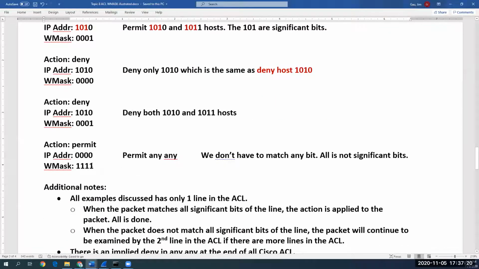Now, if we use all ones in here in the WM, we have to put all zeros in here. That means nothing needs to be matched. It's green light for everyone. It's like permit any. We don't have to match anything. There is no significant bit.